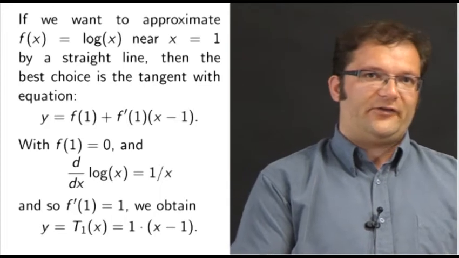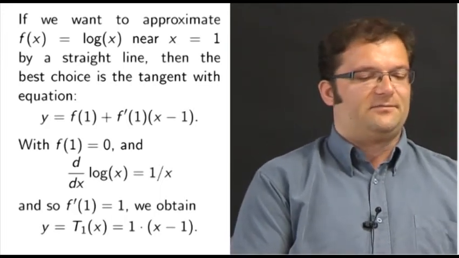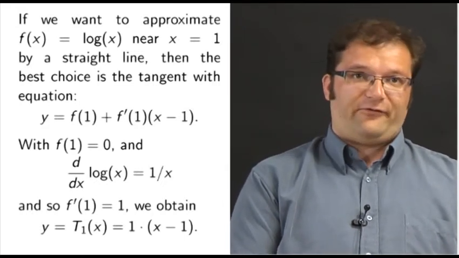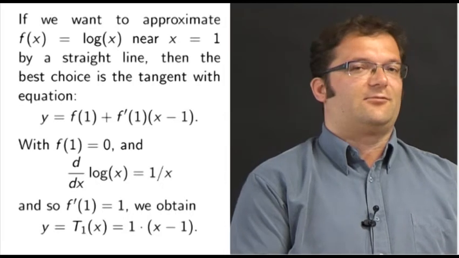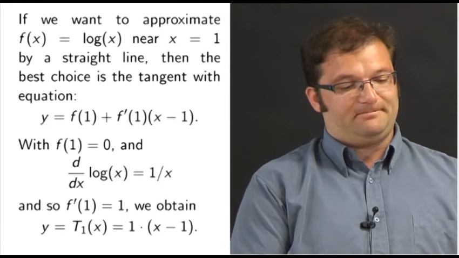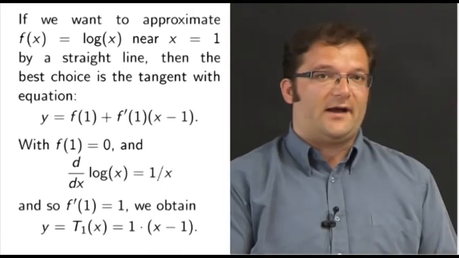Of course, we can compute this. We have to compute f of 1 and f prime of 1. Well, f of 1 is very simple. We already did this. That's 0. And let us differentiate the function f. If we differentiate the logarithm, we get 1 over x. And 1 over x at the point x is equal to 1 is simply 1. So the equation for the tangent is simply y is x minus 1.